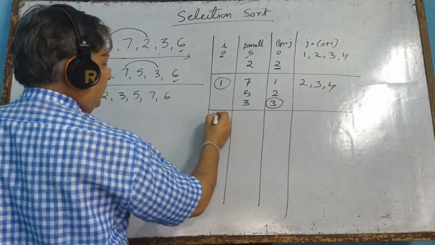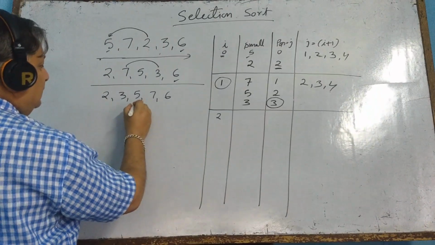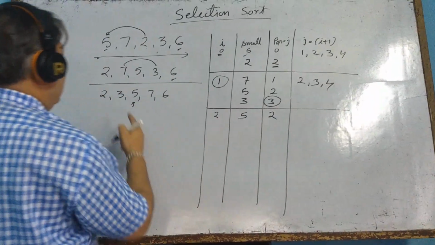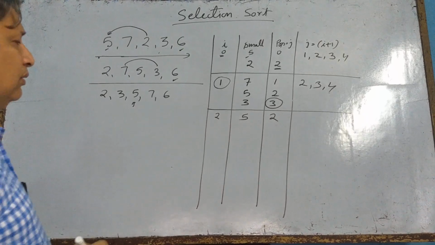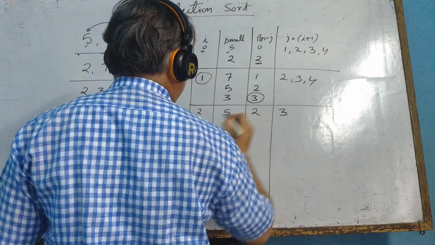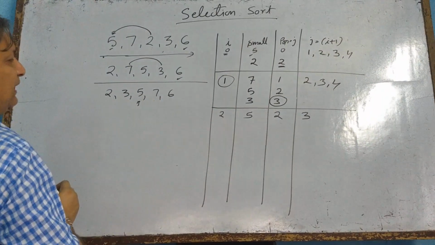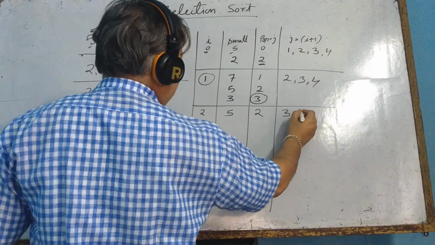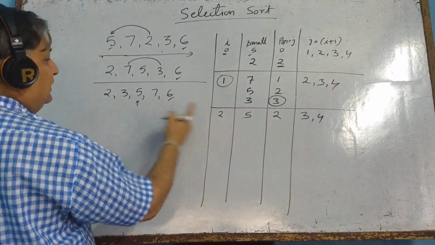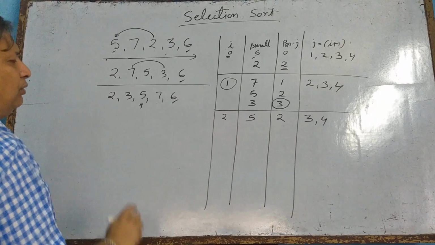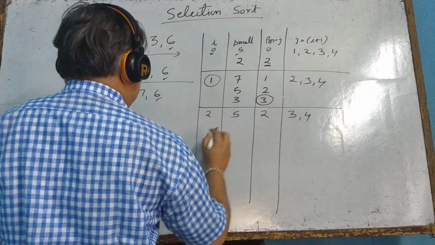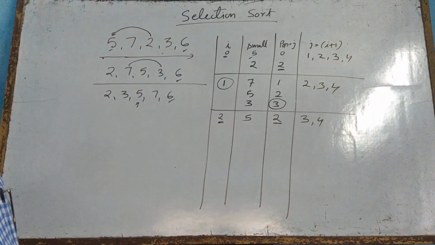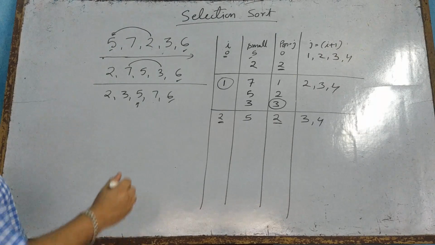Now we will go ahead for index number 2. This 5 is the smallest we have assumed from index number 2, and for this number we will start looking for the smallest number from index number 3. At index number 3, 7 is found. Is it less than 5? No. At index number 4, 6 is found. Is it less than 5? No. So after this scanning, for index number 2, the smallest number is present at index 2 only. We will do the swapping, but the result will remain unchanged.